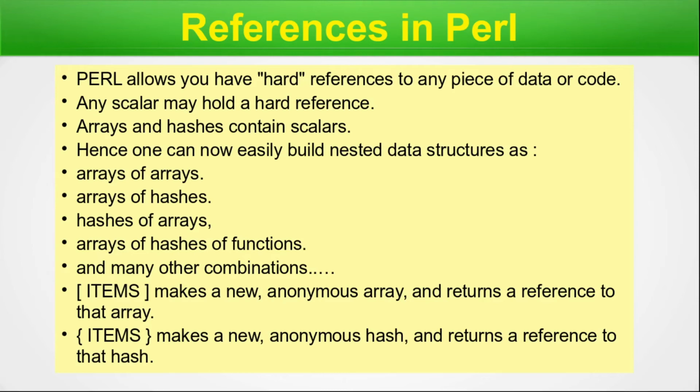So if on the left-hand side we have a scalar, that scalar will contain the reference or the pointer to that particular array or hash, which is anonymous, that doesn't have a name. We have not explicitly declared it, but it exists. So it is an anonymous array or hash. We are done with this particular slide. Let's move on.